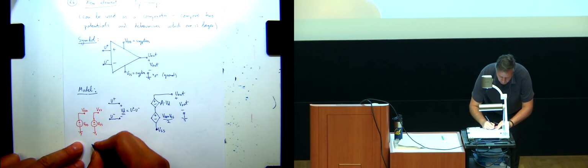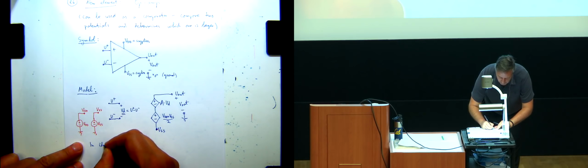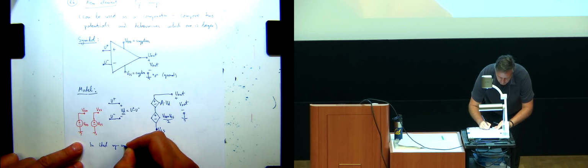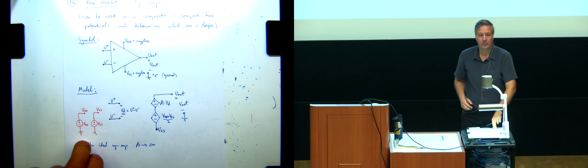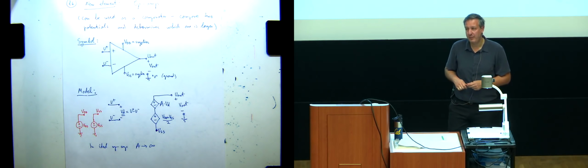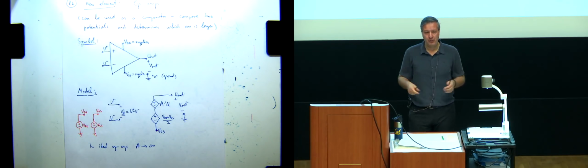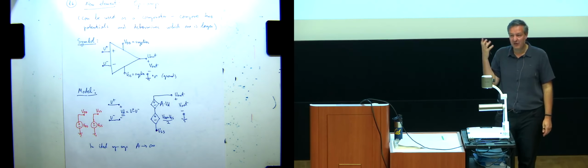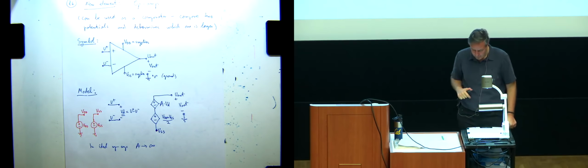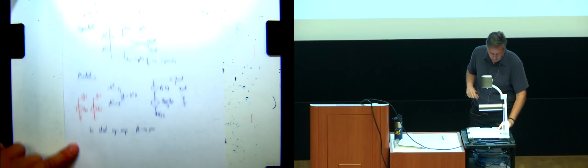So in an ideal op-amp, A goes to infinity. Right? In a practical op-amp, A is actually really large. It's like 10,000, 100,000, a million. That's kind of the value that you should think about. Okay?